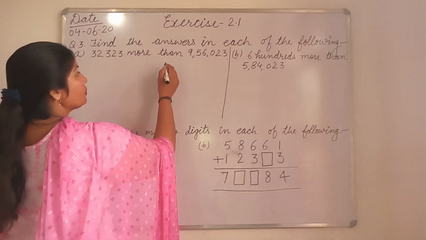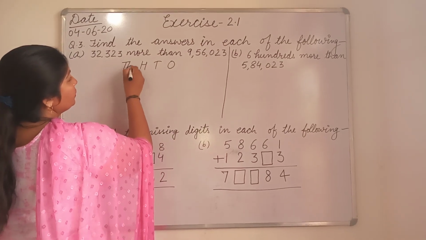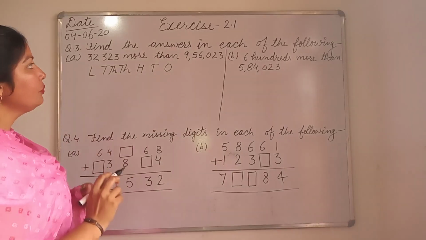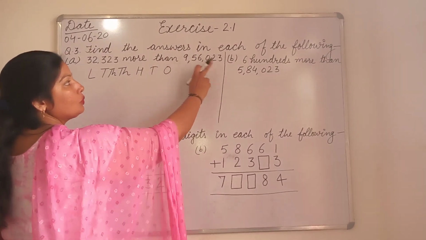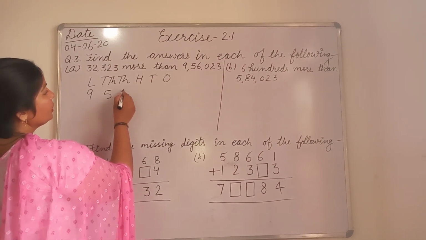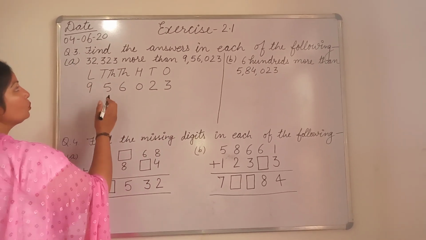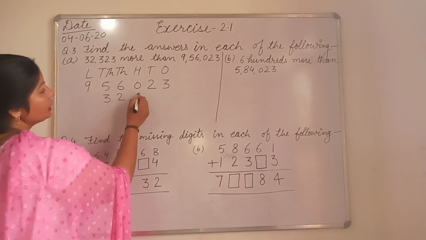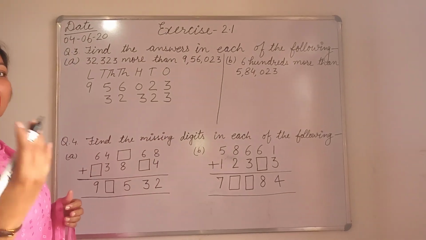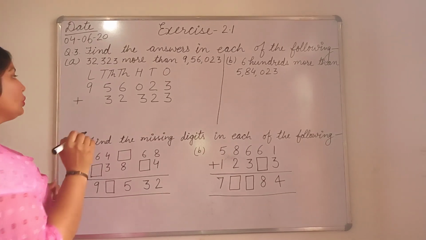So we should write here columns ones, tens, hundred, thousand, 10,000 and then lakhs. So now we have 9,56,023. So we write here 9,56,023. Then more, how much more? 32,323. That much more. So for more we will do addition. Okay. So now we will do plus. So we should put here plus symbol and now we will do addition.